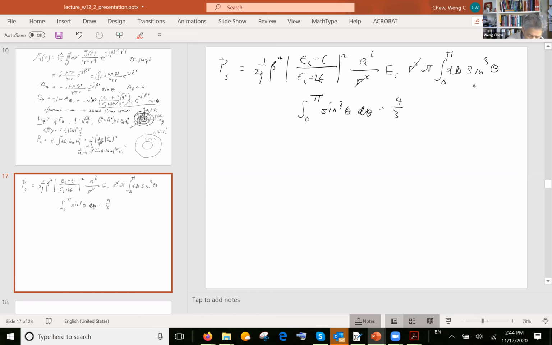And then there's something called a scattering cross section, which is the total power scattered divided by the incident intensity. This is like power, or maybe just S_I, the incident power that's coming into the scatterer. So this gives you the concept of scattering cross section.